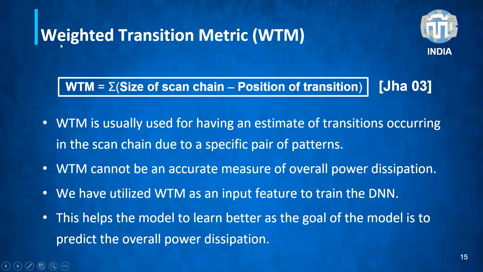So there is one other metric called weighted transition metric. It is calculated like this. So why is it useful for our case? WTM is usually used for having an estimate of transition occurring in the scan chain due to a specific pair of patterns. WTM cannot be an accurate measure of overall power distribution. We have utilized WTM as an input feature to train the DNN. So it trains the overall network better. This helps the model to learn better, as the goal of the model is to predict the overall power distribution.